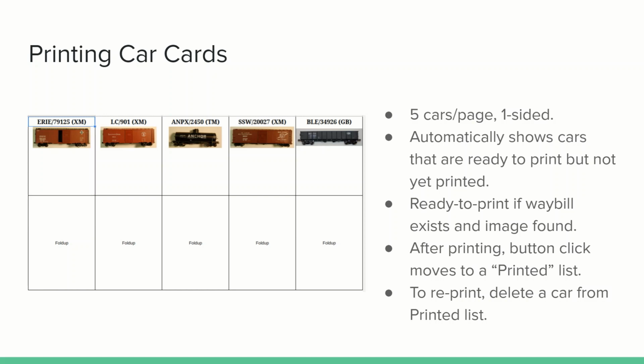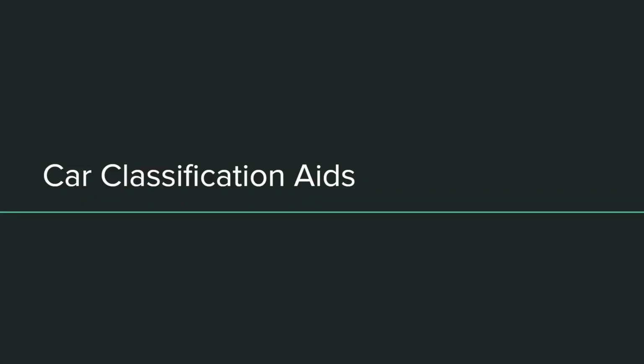After you've printed, there's a button you click, and it will take the ones that you've just printed and move them into another list of those that have already been printed. And generally that's all you need to do. If you ever have a reason you need to reprint one because again it gets torn or lost or damaged, or if you repainted it and wanted to print it with a new photo or something, you just delete it from the tab that has the printed list, and remove that one entry, and it will then automatically reappear as ready to print again.